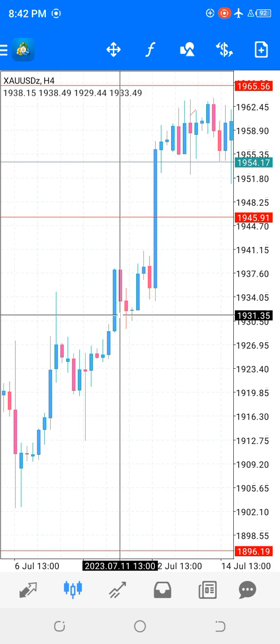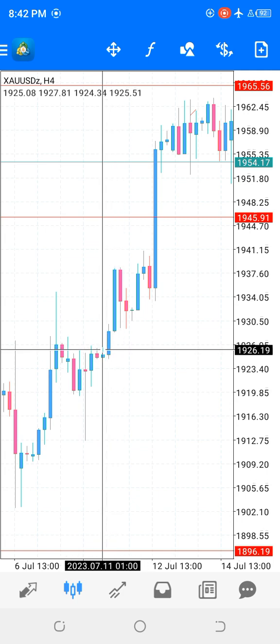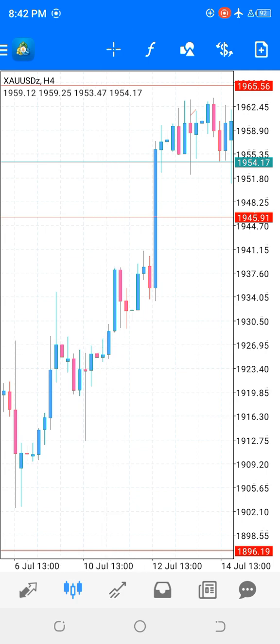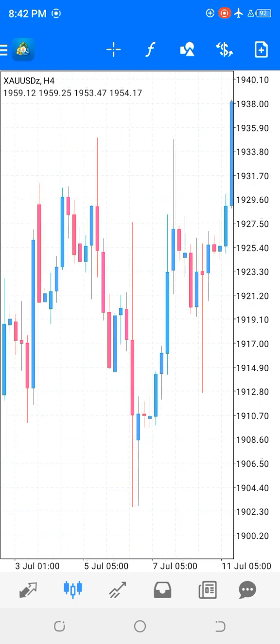Inside bars are everywhere in the market. This blue candle here, an inside bar. This blue candle here, we can also consider it as an inside bar. Inside bars are on every time frame in the market.